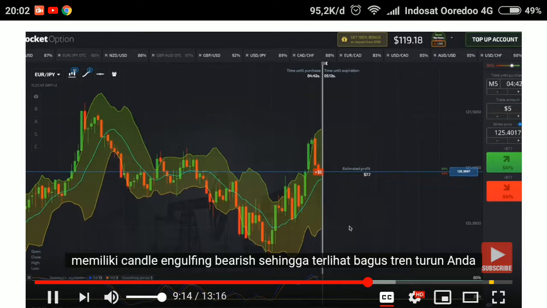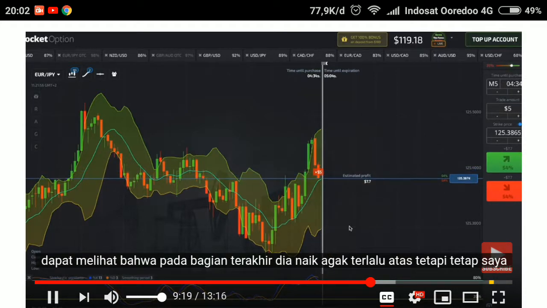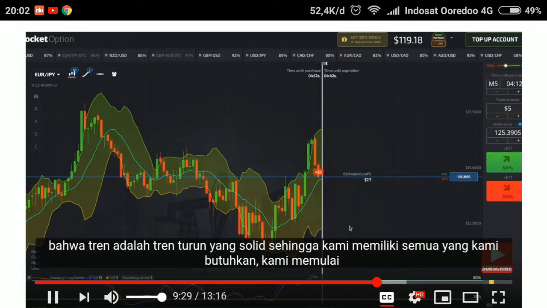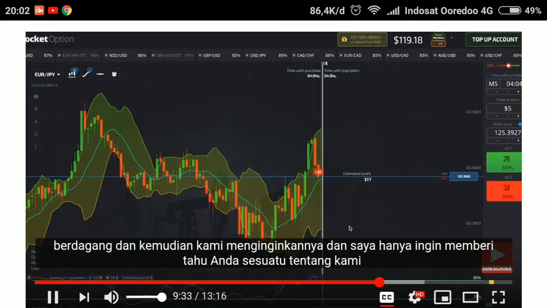So it looks good. The trend was going down. You can see that in the last part, it went a little bit too up, but still, I can guarantee that if I was going to scroll down more the chart, you could see that the trend was a solid downtrend. So we had everything we need. We started our trade, and then we won it.